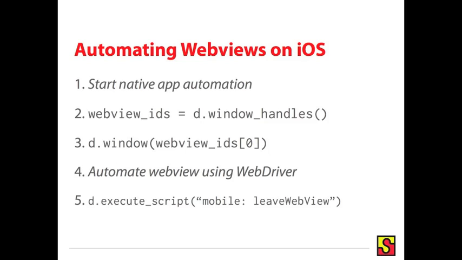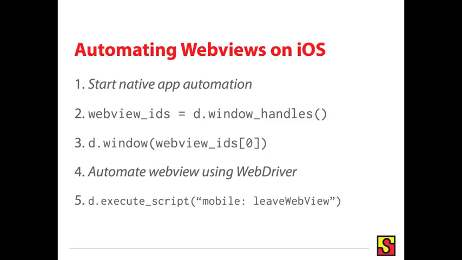Okay, so we've talked a little bit about how to automate an Android app. Let's talk about how to automate Webviews on iOS and Android. First, let's take a look at iOS. There's a 5-step flow that you'll probably use whenever you want to automate a hybrid application.